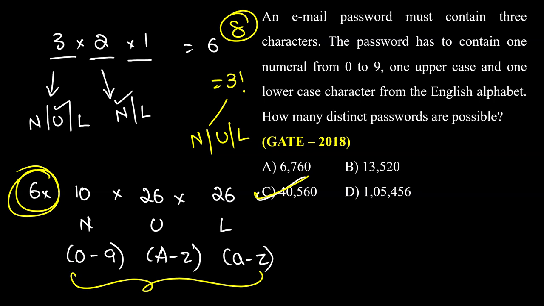The password has to contain one numeral. They did not mention starting with a numeral. Okay, some people give passwords, email passwords also, starting with a number and then the characters after. Others do the reverse. Somebody starts with a letter and then at the end numbers. It's all up to you, right?